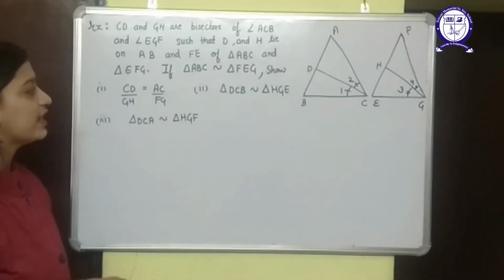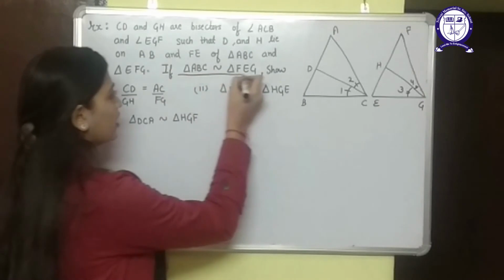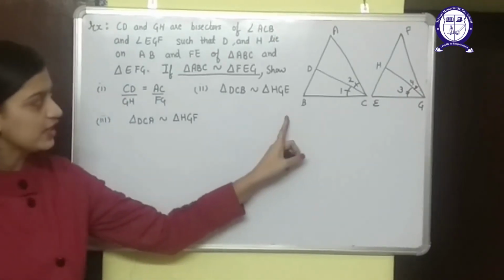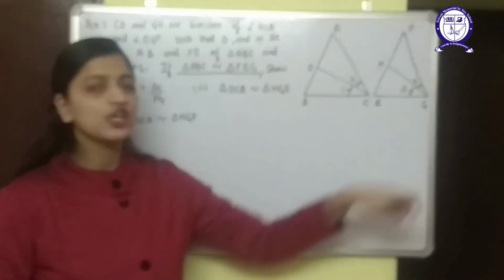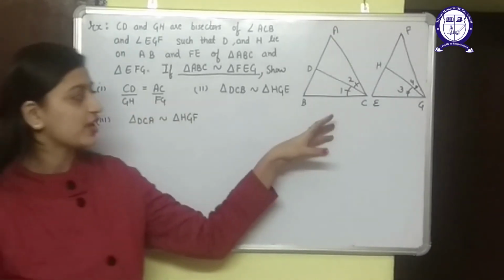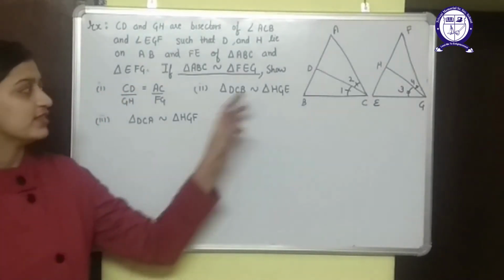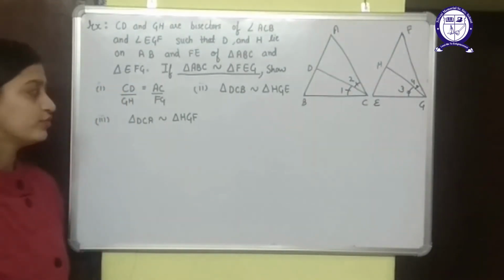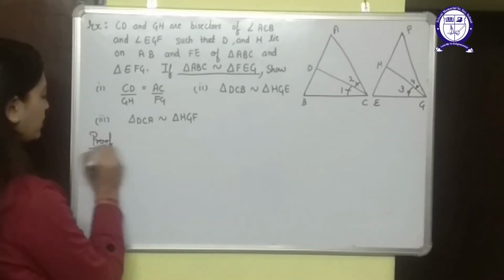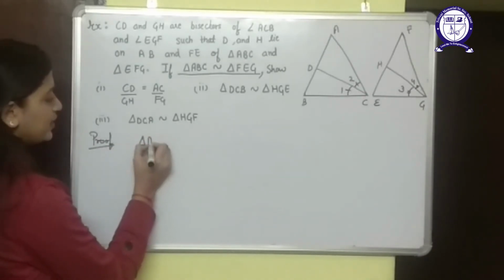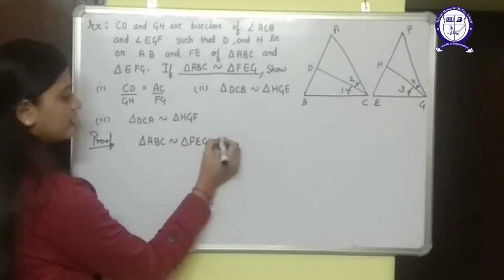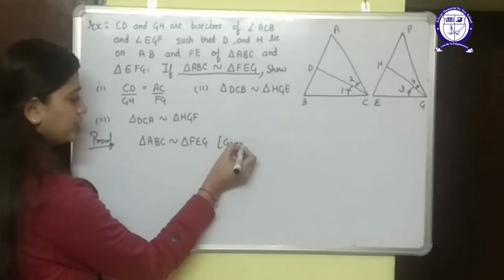Now secondly, it is given that triangle ABC is similar to triangle FEG. That is, this complete triangle ABC is similar to triangle FEG. So if they are similar, I can say that all the angles of this triangle are equal to the angles of this triangle, and the sides are also proportional. So first of all, I will write this only. Now the proof of this question is: triangle ABC is similar to triangle FEG. This is given in the question.